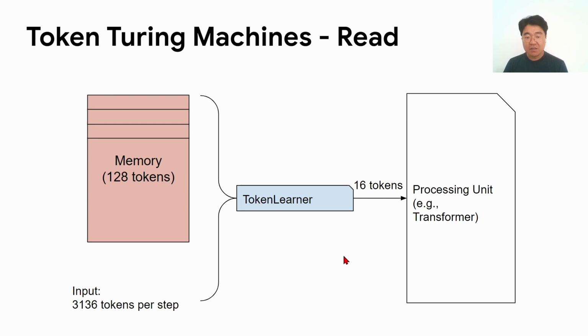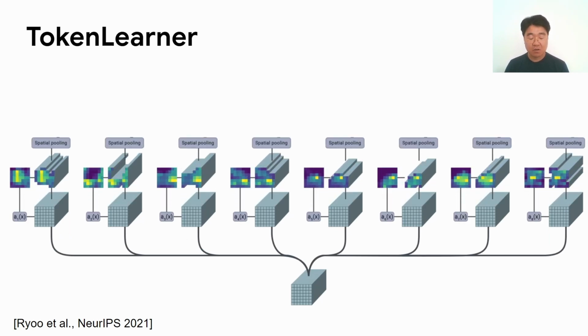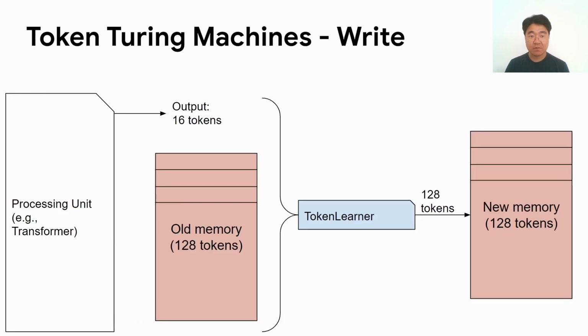The read operation is implemented with token learner, which could be viewed as a soft selection of tokens. We provide memory tokens and input tokens into a single pool, and we make the token learner select multiple tokens out of such pool and provide them to the processing unit, which is a transformer. For more details about the token selection in token learner, please check the paper.